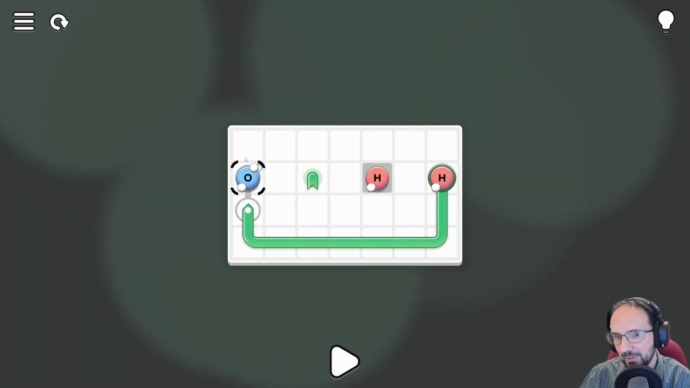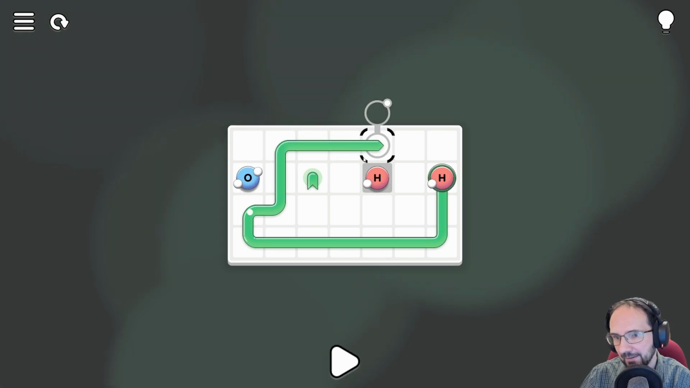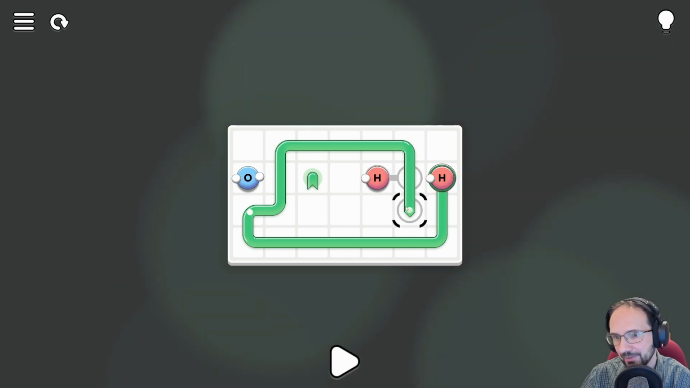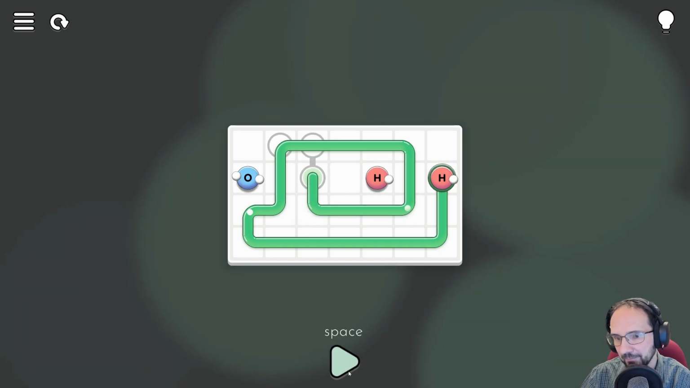Can we go up through here then? No, we can't, but we can go to the side. We can go up like that, and then... Why are you... Oh, because it's the oxygen atom that's got the other bond on it. Okay, so we go there, we go there, we go there, and then we go out.